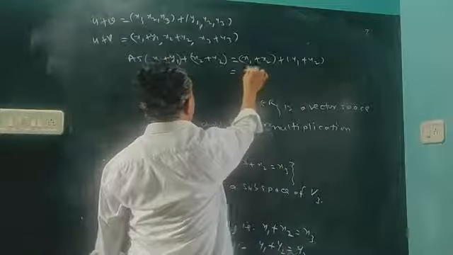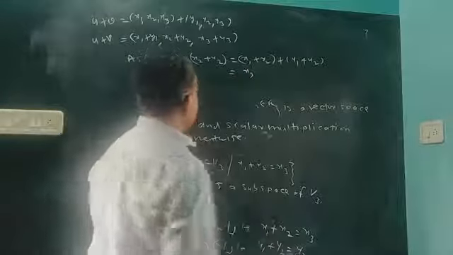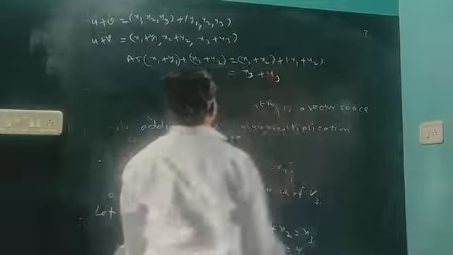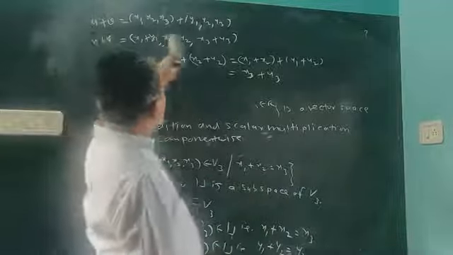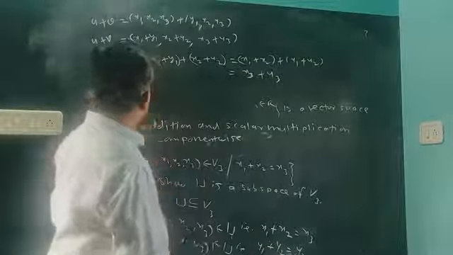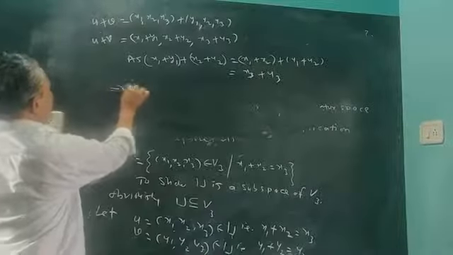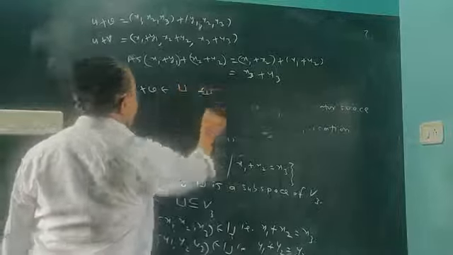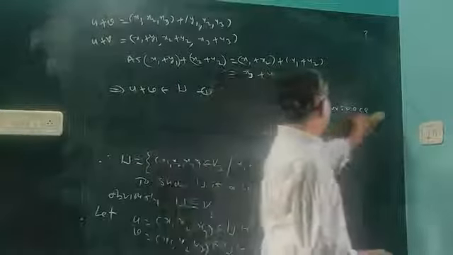x1 plus x2 is x3 by condition, y1 plus y2 is y3 by condition. So the addition of the first two will be the third. Yes. Therefore, your U plus V belongs to your U. So this first point, addition, is verified.